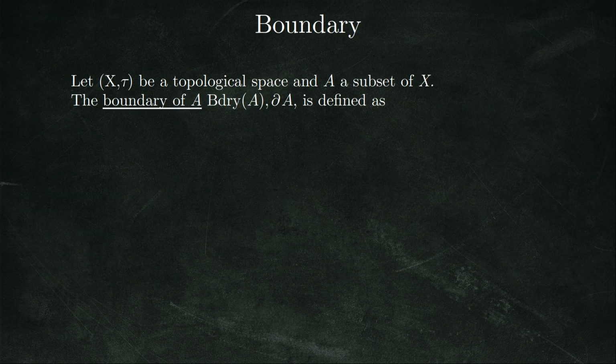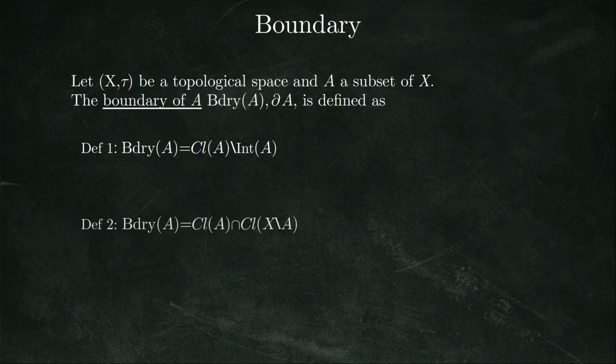Okay, the last thing we're going to see is the boundary. So the boundary of A, either written as bdry of A or this partial symbol A. And again, this has two different definitions. So the first definition is the boundary of A is the closure complement the interior. And the second definition is the boundary of A is the intersection of the closure of A and the closure of the complement of A.